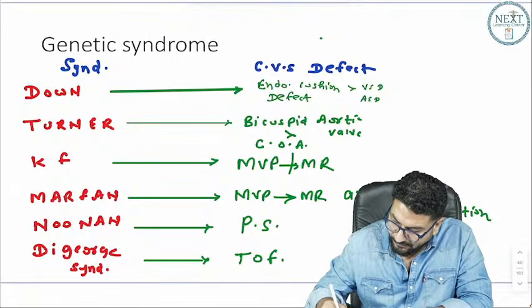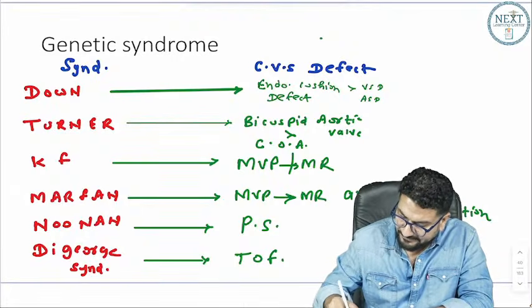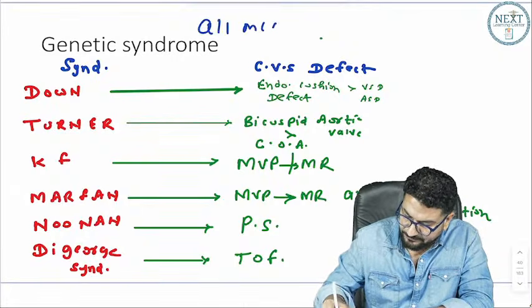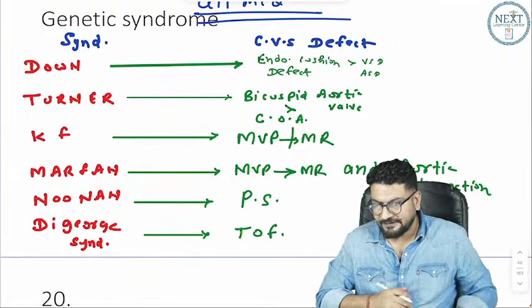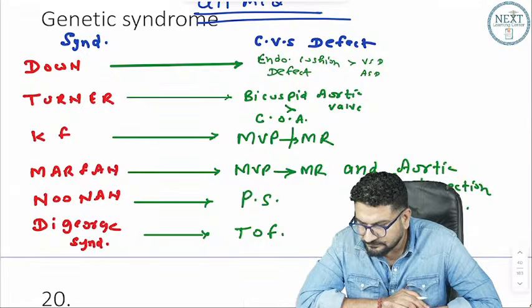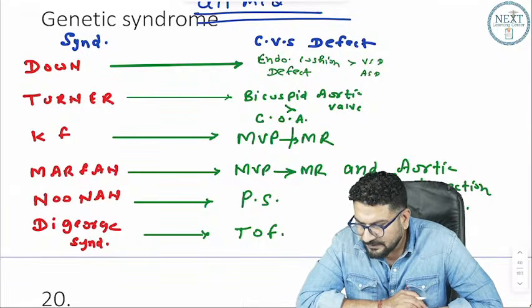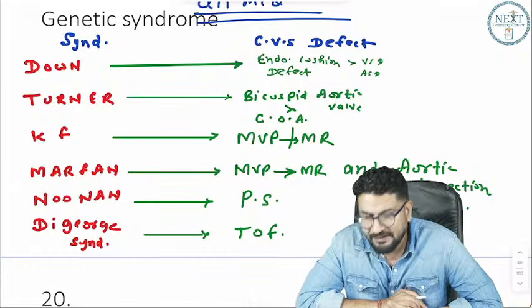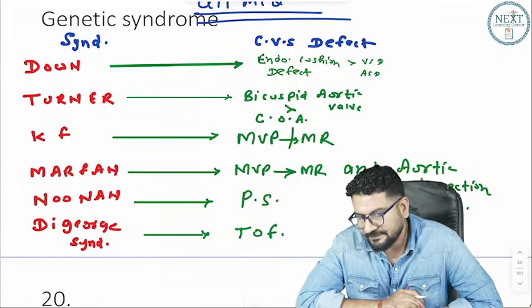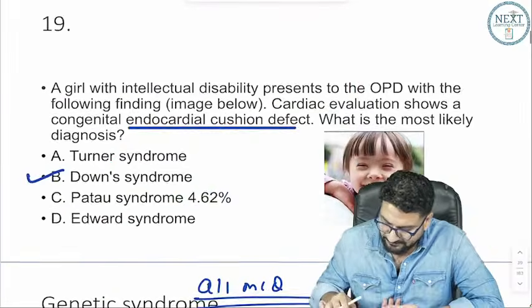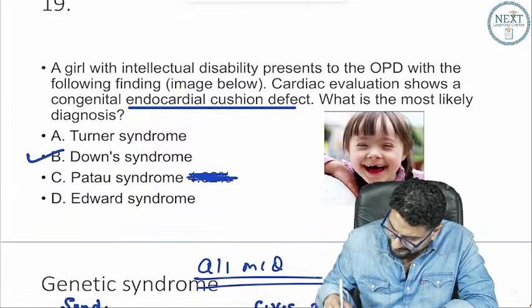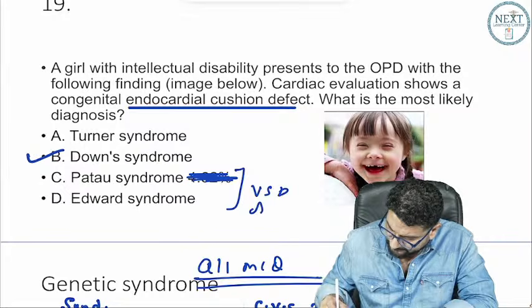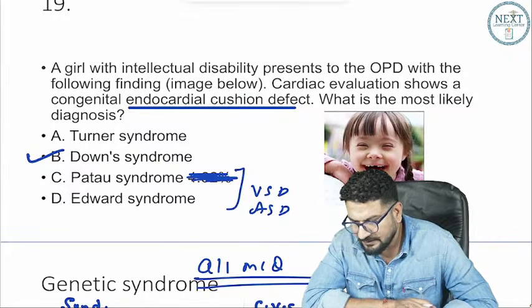तो देखो, all these questions at some point of time came in exam. So I am writing here all MCQs. All these are MCQs which came in exam. Genetic syndrome. Now see, Pratik, in Patau and Edward, you can develop VSD and ASD. Patau, Edward can also develop VSD, ASD. Here you can see they can develop VSD, ASD. Am I okay?